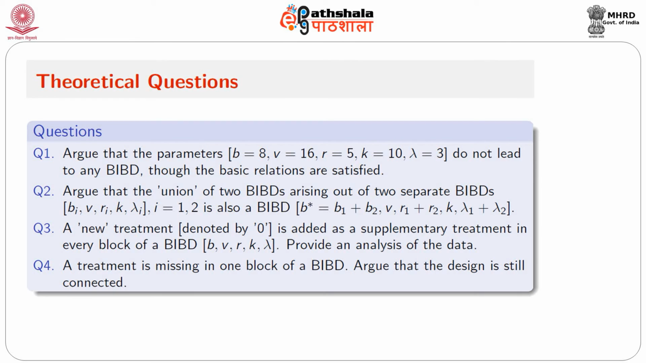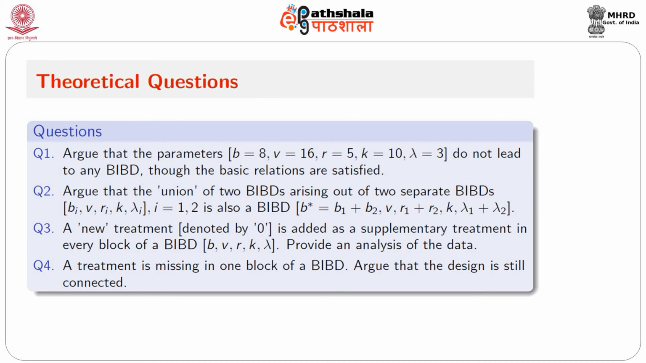Now you are combining the two. So you are extending the blocks from B1 and B2 to B1 plus B2. You are taking the union. And naturally you are still involving V treatments. Block size is K and R becomes R1 plus R2. So in the process lambda becomes lambda 1 plus lambda 2 and it becomes a BIBD. It's a good problem. It's just to see that everything is working fine as you expect.